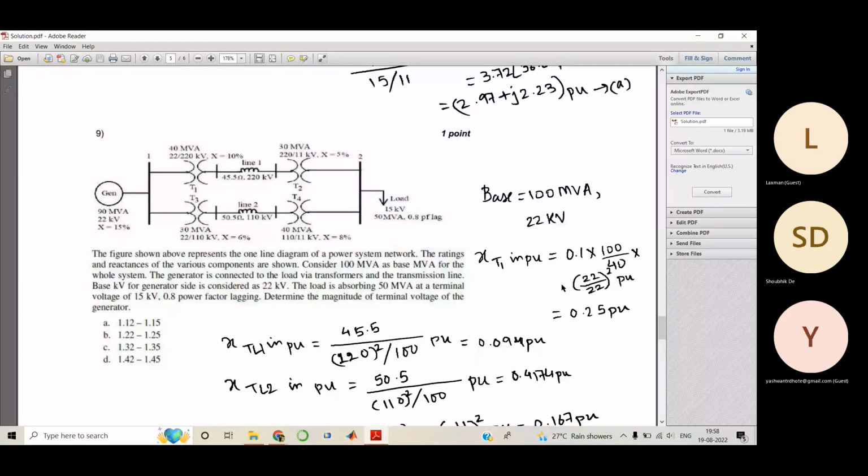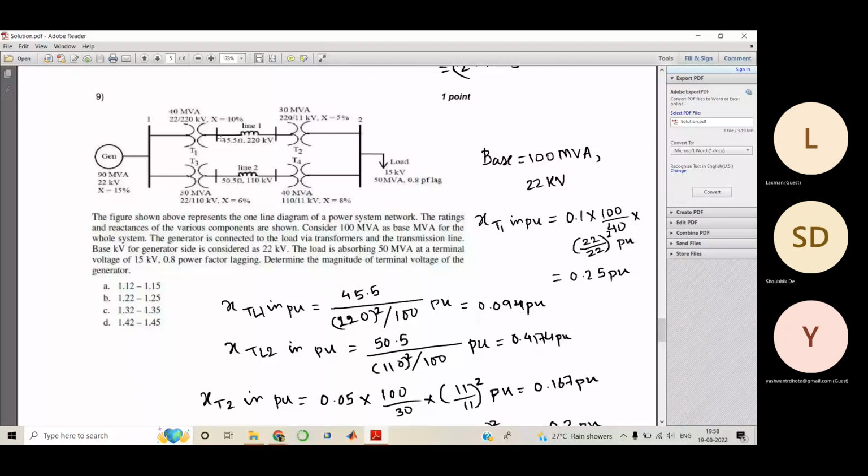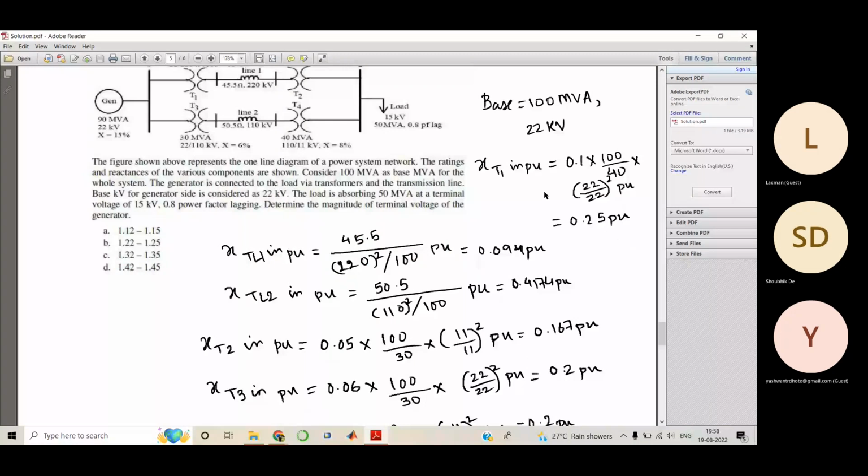For this, we have to calculate the per unit reactance of every component: T1, T2, line 1, line 2, T3, T4. I have calculated all of this. The formula remains the same, which I had shown earlier. You see, I have calculated all of this.